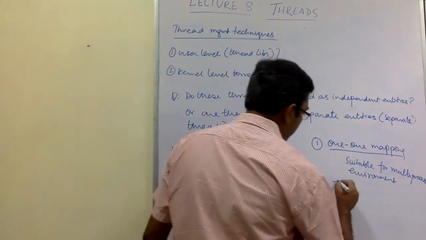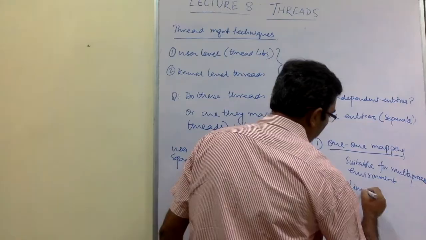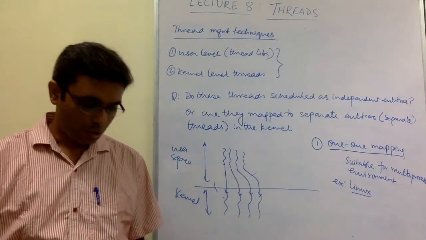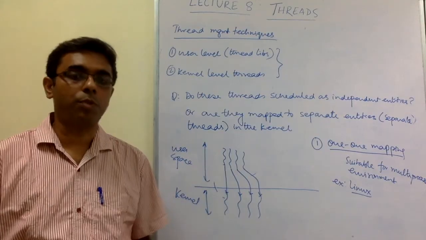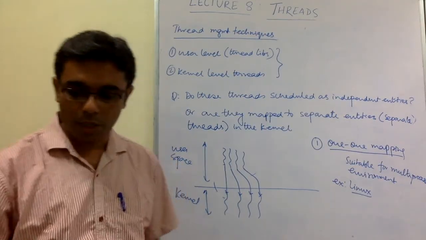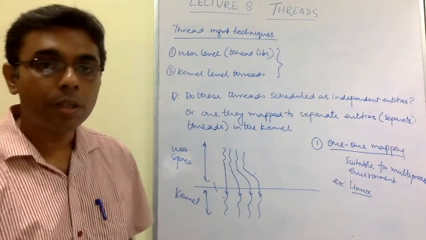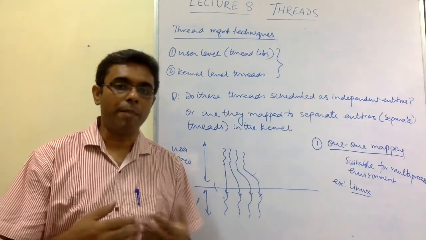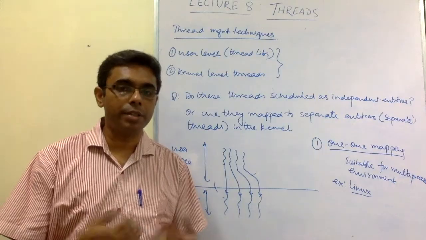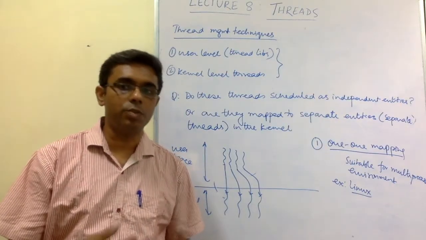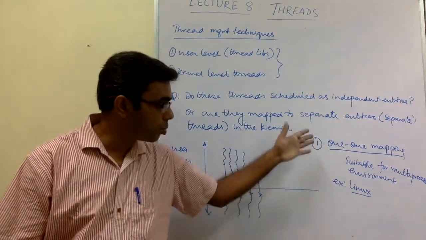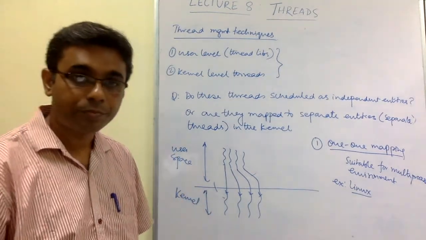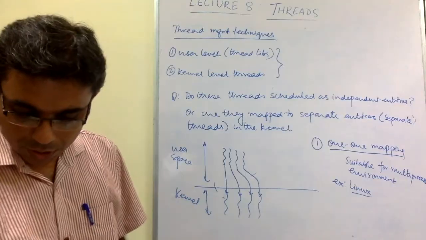Linux supports a one-to-one mapping. As it's POSIX compliant, it allows user level libraries to create threads, and the Linux kernel supports multiple threading. And the mapping between the user created threads and the kernel level threads is one-to-one.